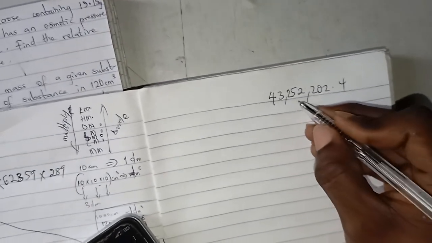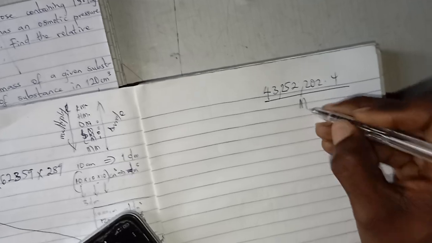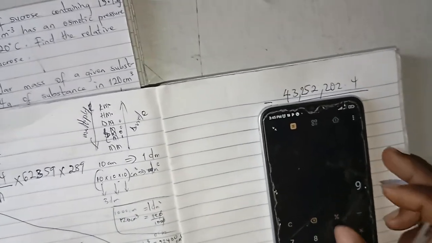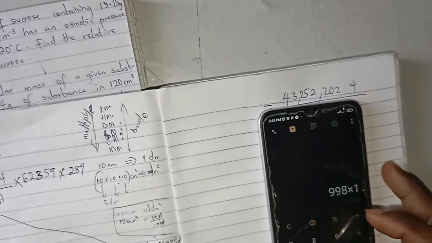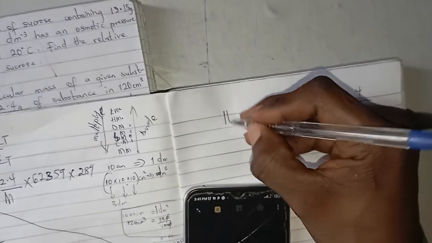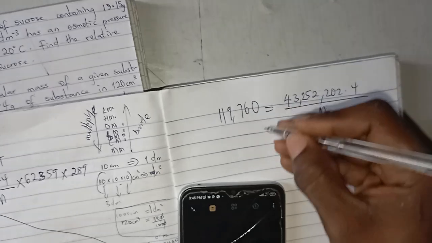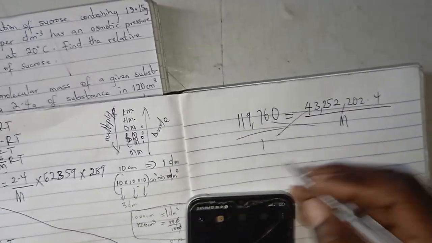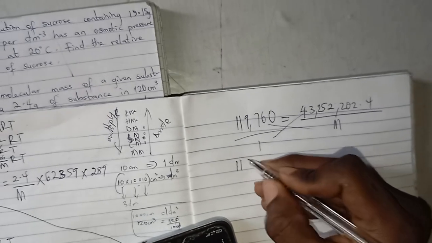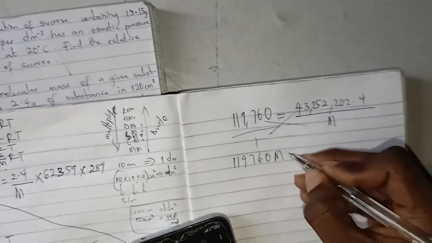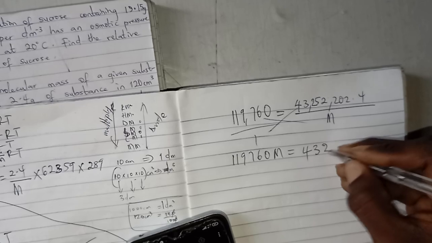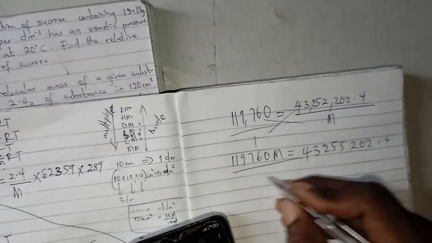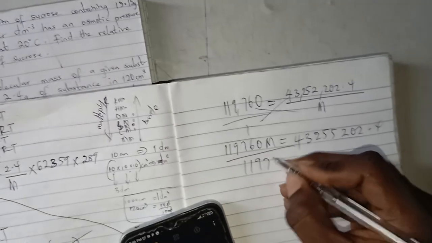All over M is equal to 998 times 120. I get 119,760. And you remember that anything standing on this one is over 1. Cross multiply, you get 119,760 M is equal to 4,325,202.4. Divide both sides by 119,760.